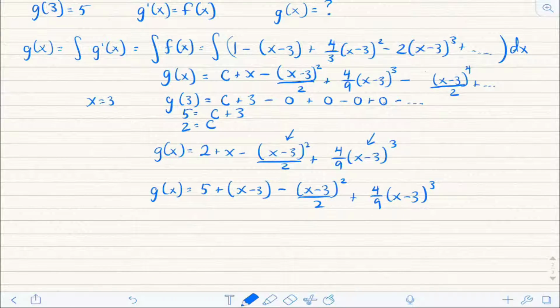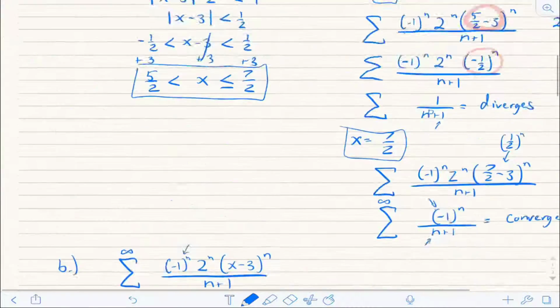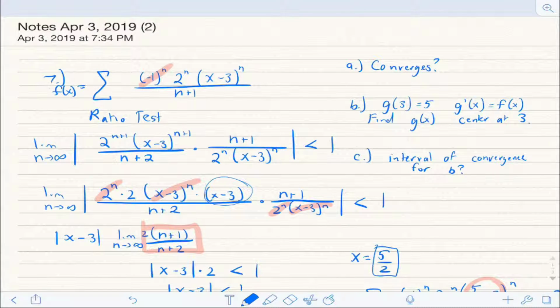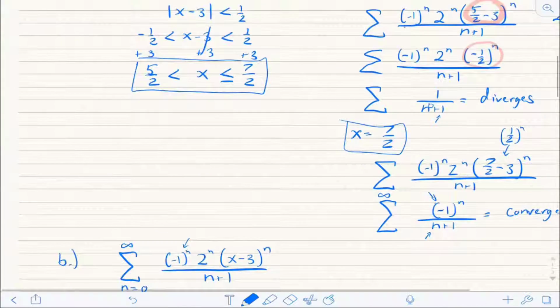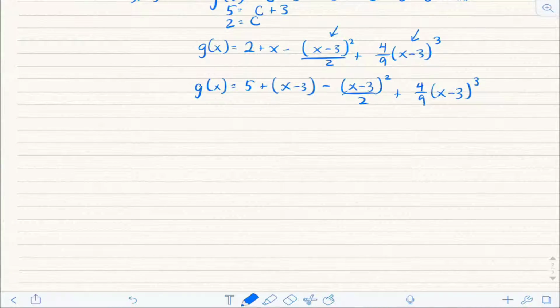All right, and this is part two of problem number 7 in the review packet. The last thing we're going to check is the interval of convergence for B. So what we're going to do, actually going back a little bit further, is take a look at what f of x was.